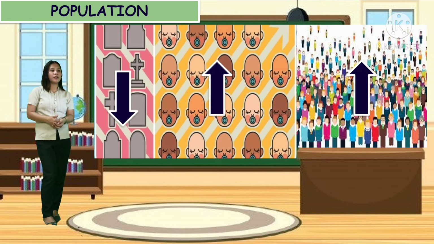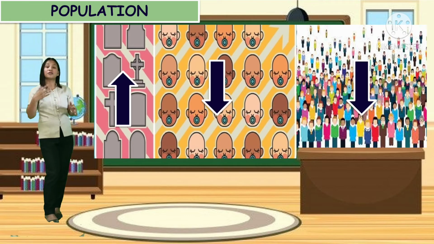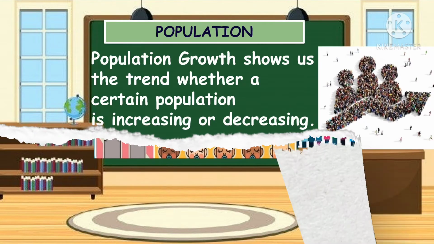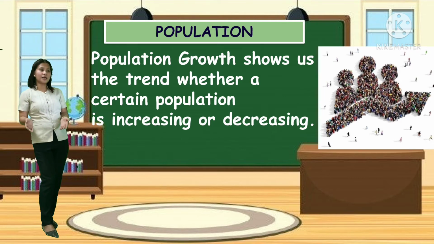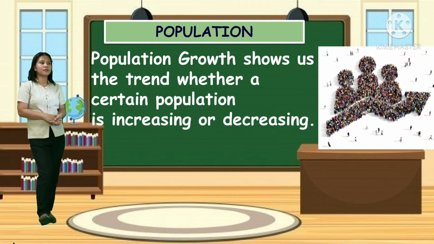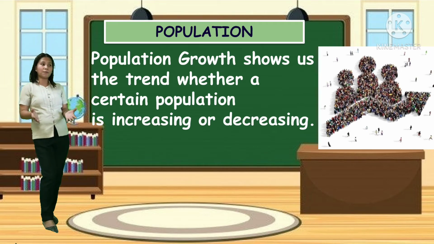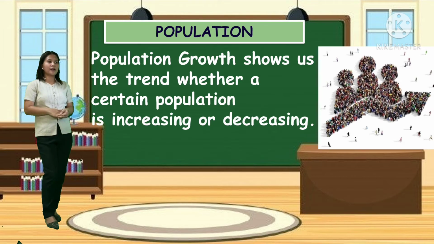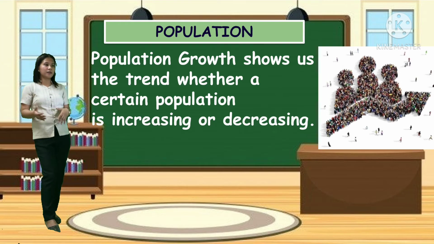Thus, if the birth rate is greater than the death rate, a population will grow. But if the death rate is greater than the birth rate, then the population will decrease. While a population will probably continue to grow in size, a population of organisms cannot grow forever. Its growth would be limited or stop at some point. Population growth shows us the trend of whether a certain population is increasing or decreasing.